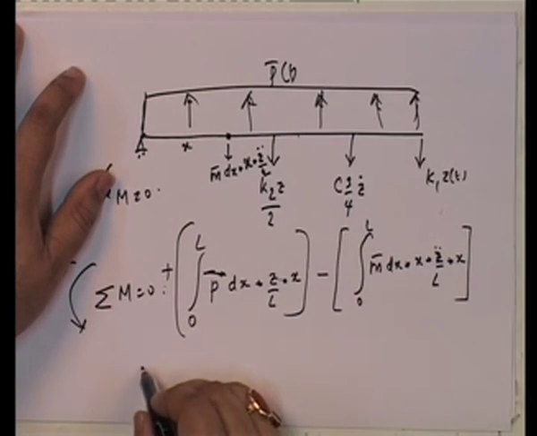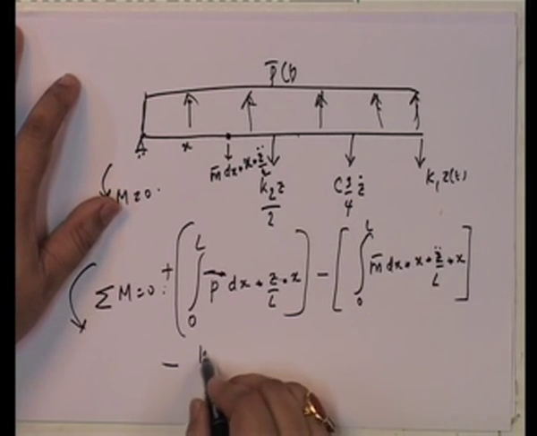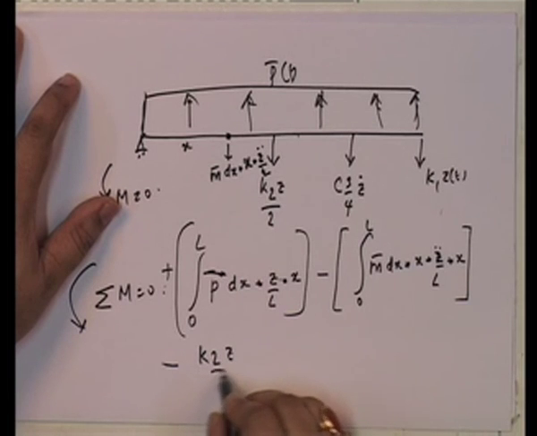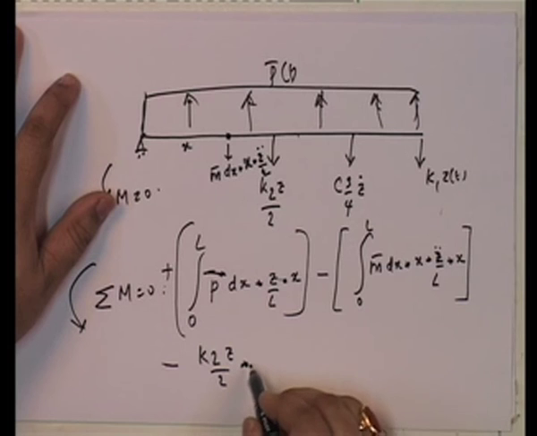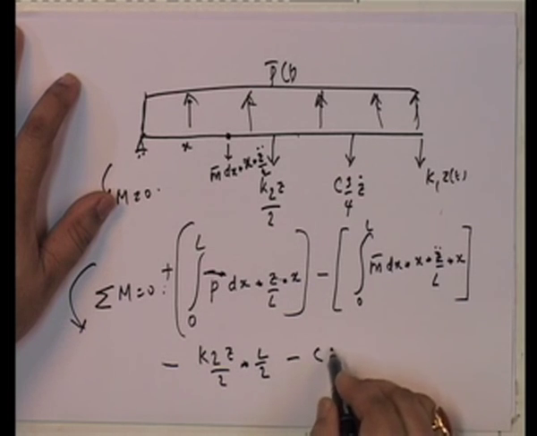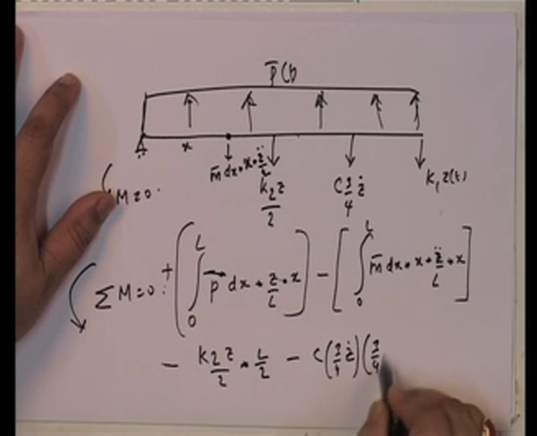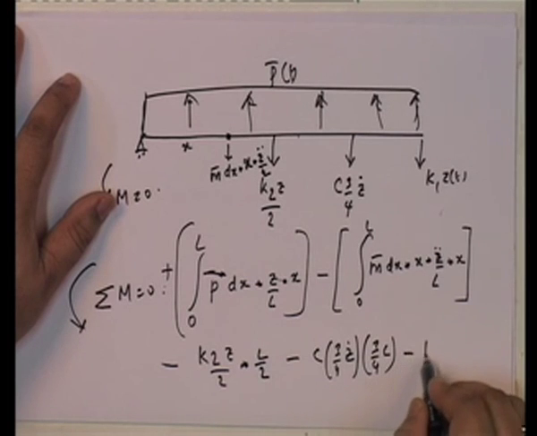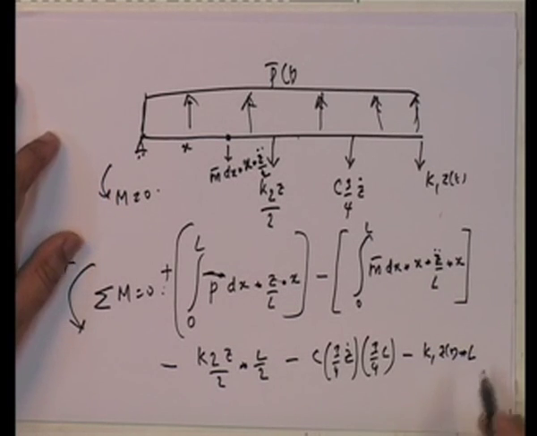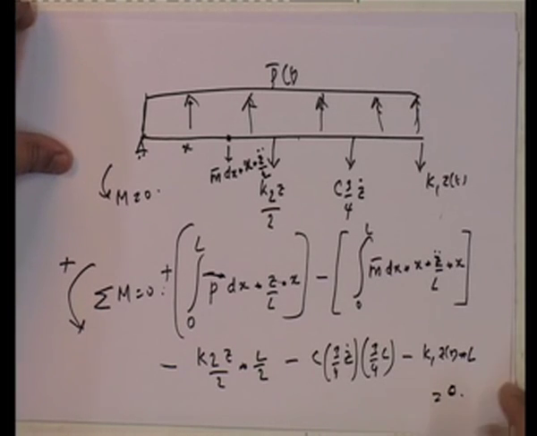Then I have k 2. So, this is also anticlockwise, so this is going to be negative. Negative is going to be equal to k 2 z by 2 into L by 2, minus 3/4 z dot into 3/4 L, minus k 1 z of t into L. That is equal to 0, and that is my equilibrium equation.